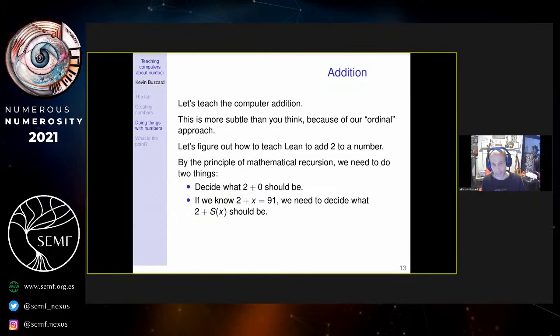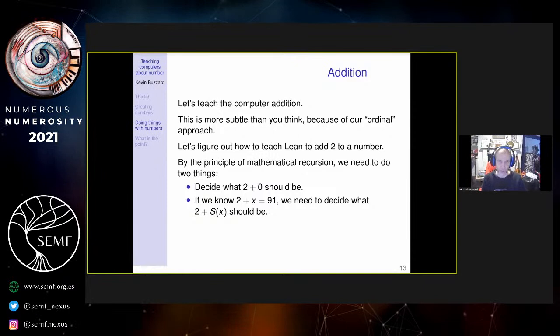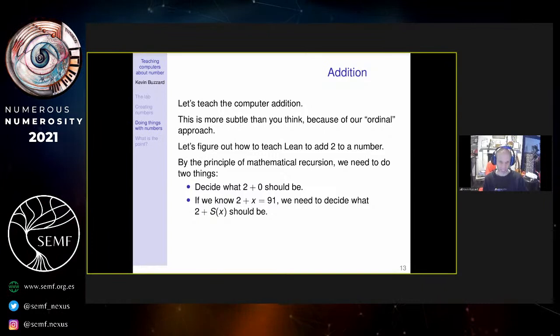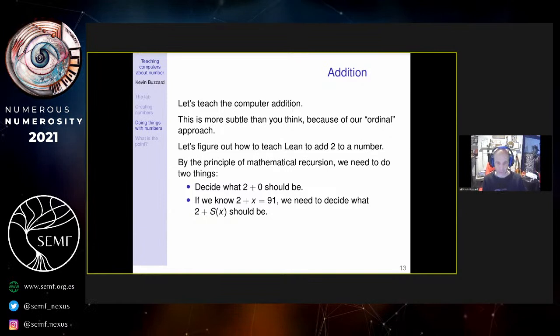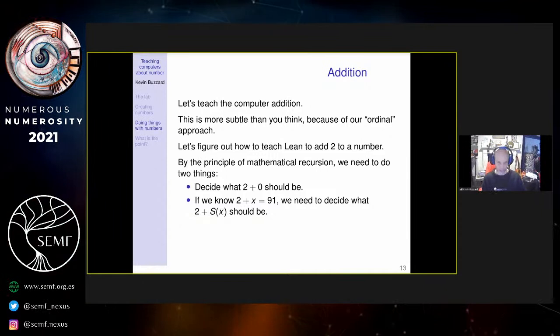By the principle of recursion, all we have to do is the following 2 things. Firstly, we need to decide on what 2 add 0 is going to be. We need to come up with an idea for 2 add 0. And secondly, we need to make sure that if we can do 2 add x, then we can do 2 add the number after x. Here's a tricky example. Let's say we know that 2 add x is 91. We need to figure out what 2 add the number after x is going to be.